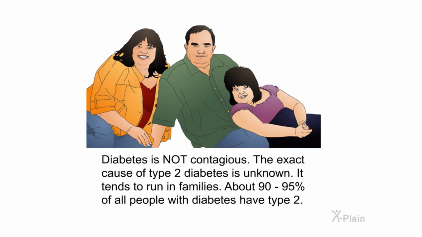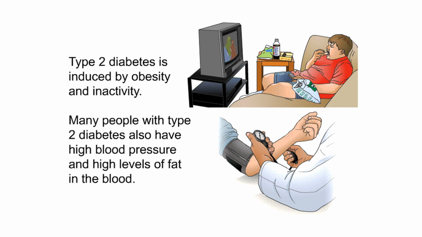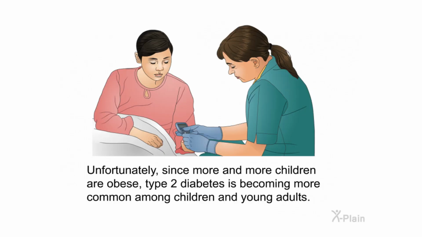Causes. Diabetes is not contagious. The exact cause of type 2 diabetes is unknown. It tends to run in families. About 90 to 95% of all people with diabetes have type 2. Type 2 diabetes is induced by obesity and inactivity. Many people with type 2 diabetes also have high blood pressure and high levels of fat in the blood. Unfortunately, since more and more children are obese, type 2 diabetes is becoming more common among children and young adults.